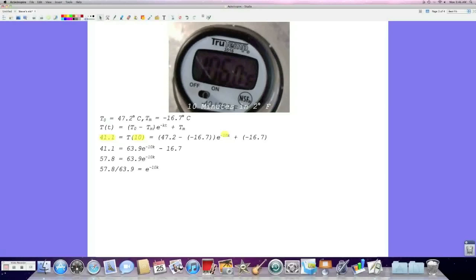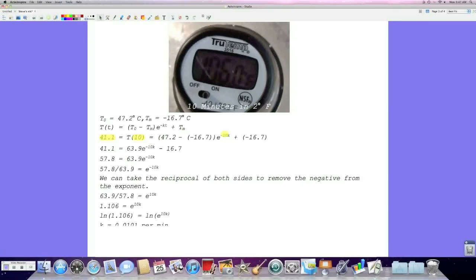Now notice that I've got a negative 10K in my exponent. Well, the easiest way to get rid of that is to take the reciprocal of both sides to remove the negative from the exponent. And from there, I can calculate K to be 0.0101 per minute. We are dealing in minutes here.